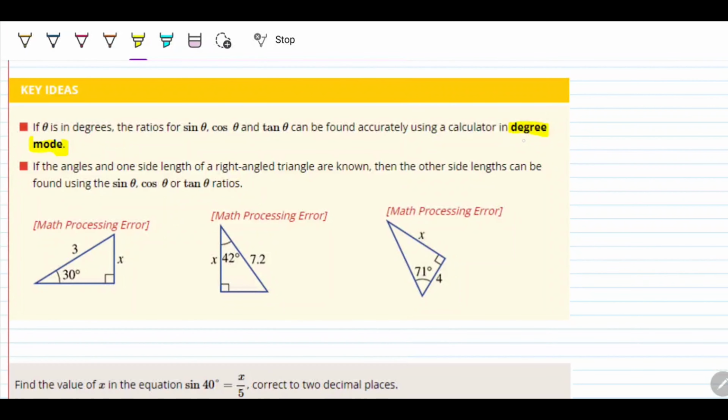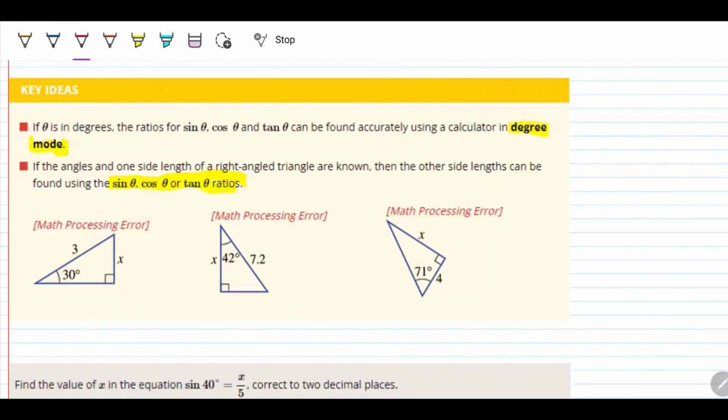If the angles and one side length of a right angled triangle is shown, then the other side lengths can be found using sine theta, cos theta, or the tan theta ratios. So we're going to have a look at what this means down here.